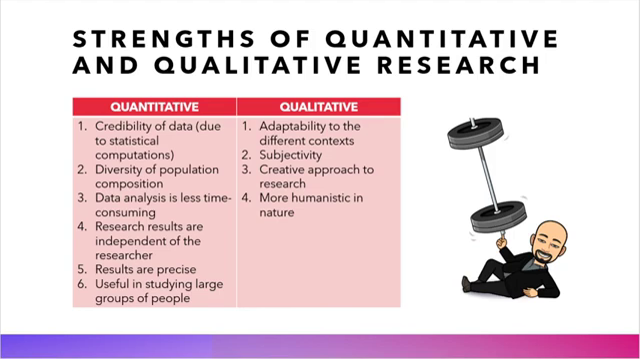Third, qualitative research also has a more creative approach to it because, again, it is more adaptable. The process of conducting a qualitative research is also a little bit more flexible and more humanistic in nature than quantitative research. Because in quantitative research, everything is rigid. There has to be a process. There is a specific mathematical computation if you want to arrive at a specific type of data.